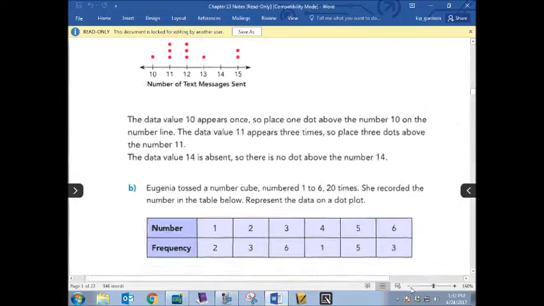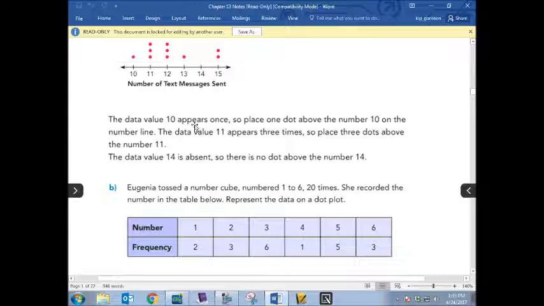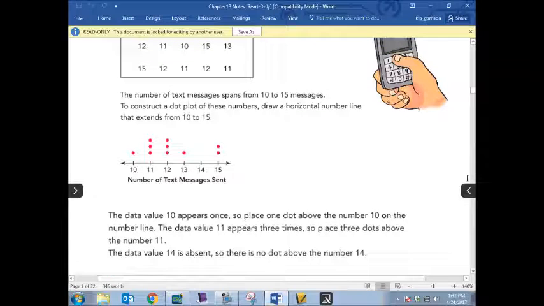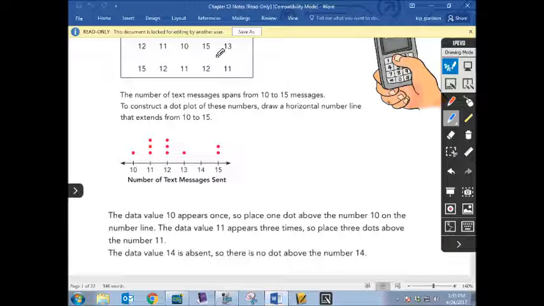The data value 10 appears once, so obviously there's only one dot there. I guess I kind of skipped over how they got these numbers, but since we've done them all year, I thought you guys know it. Only 10 shows up one time, so they put 1 dot. Okay, 11 shows up 1, 2, 3 times, so as you can see, 1, 2, 3 dots. 12 shows up 3, so 1, 2, 3.